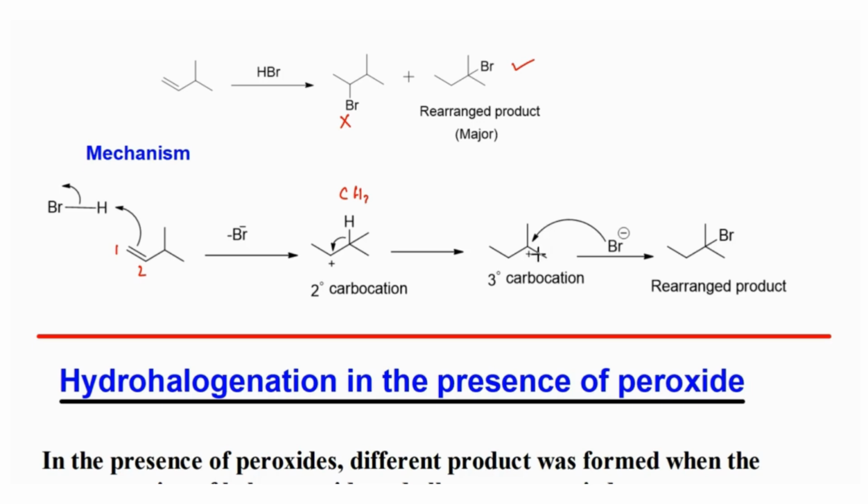So once there is a rearrangement of the carbocation, it will get the most stable carbocation. We know this tertiary carbocation is more stable than the secondary. Now this bromide ion attacks, then we get this rearrangement product. So this is the main important information we should always remember in the hydrohalogenation reaction. Okay. Now we are going to see one more condition.